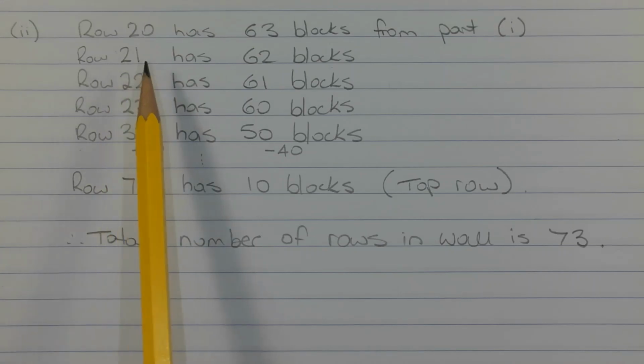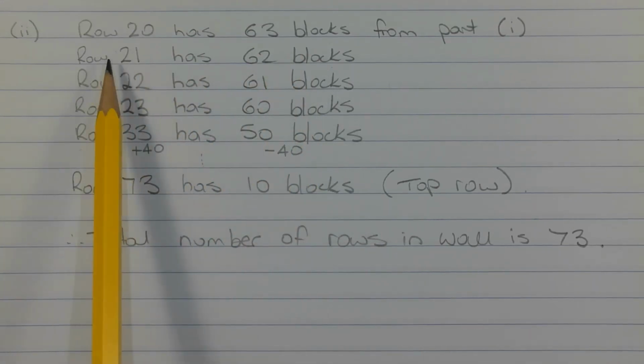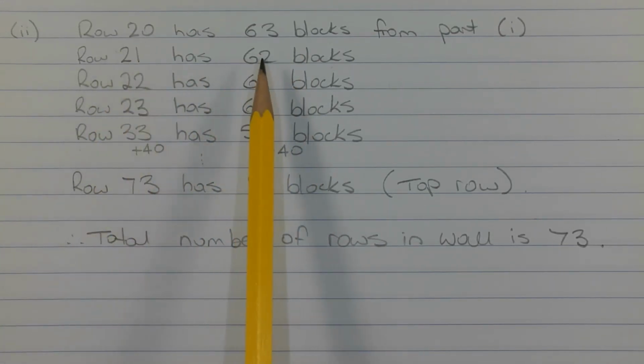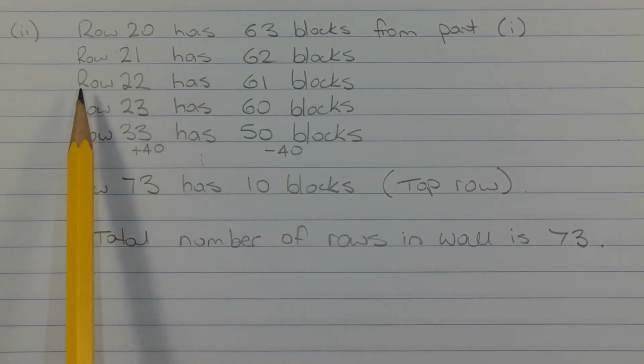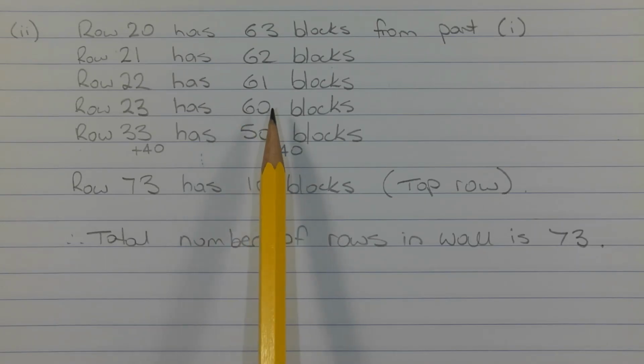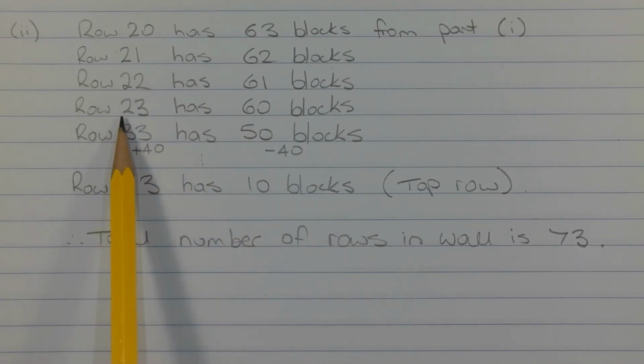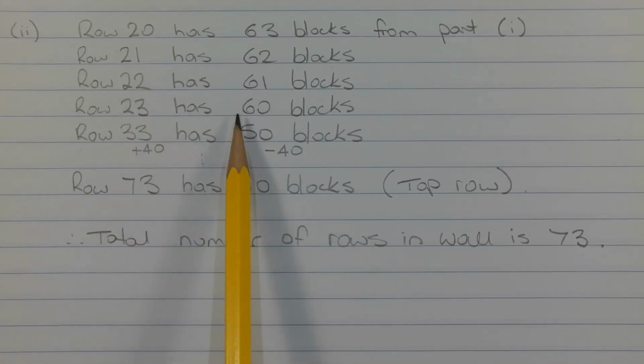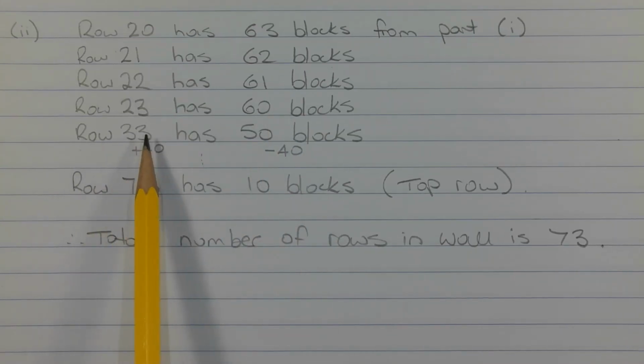Row 21 has 62 blocks. So as we increase the row number by 1, we decrease the number of blocks by 1. So row 22 has 61 blocks. Row 23 has 60 blocks. Now if we increase the row number by 10, we decrease the number of blocks by 10. So row 33 has 50 blocks, but we want 10 blocks.